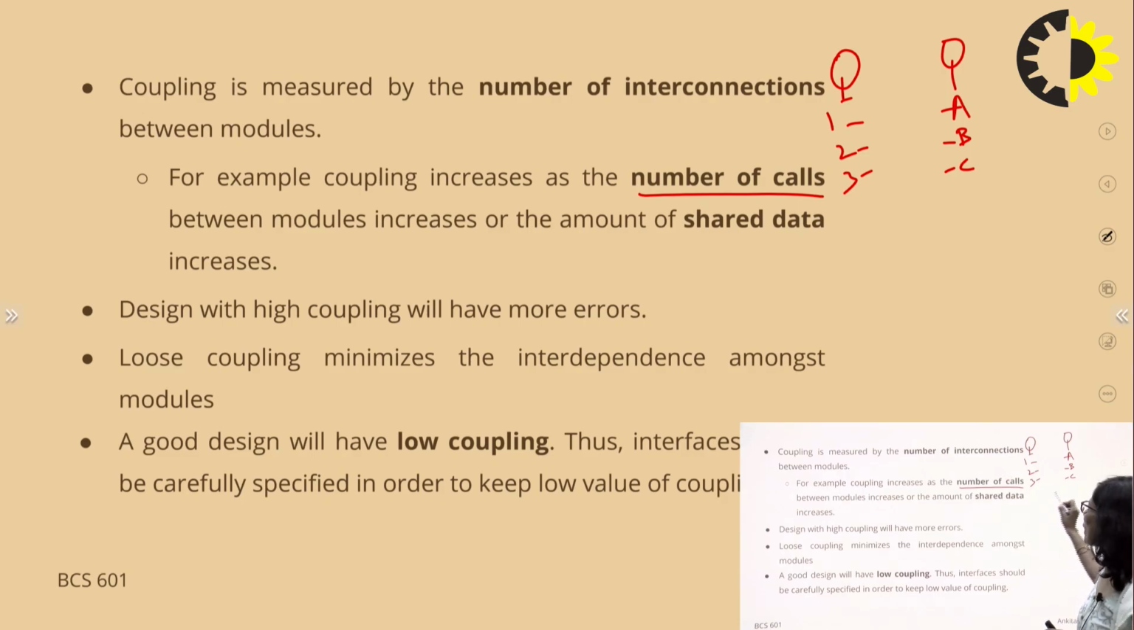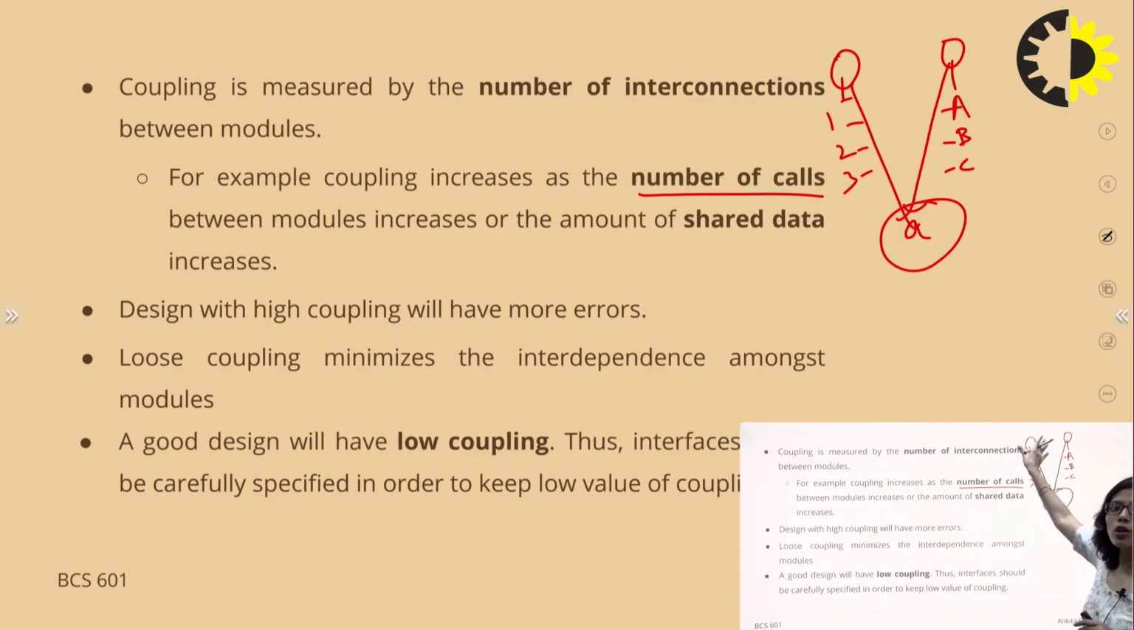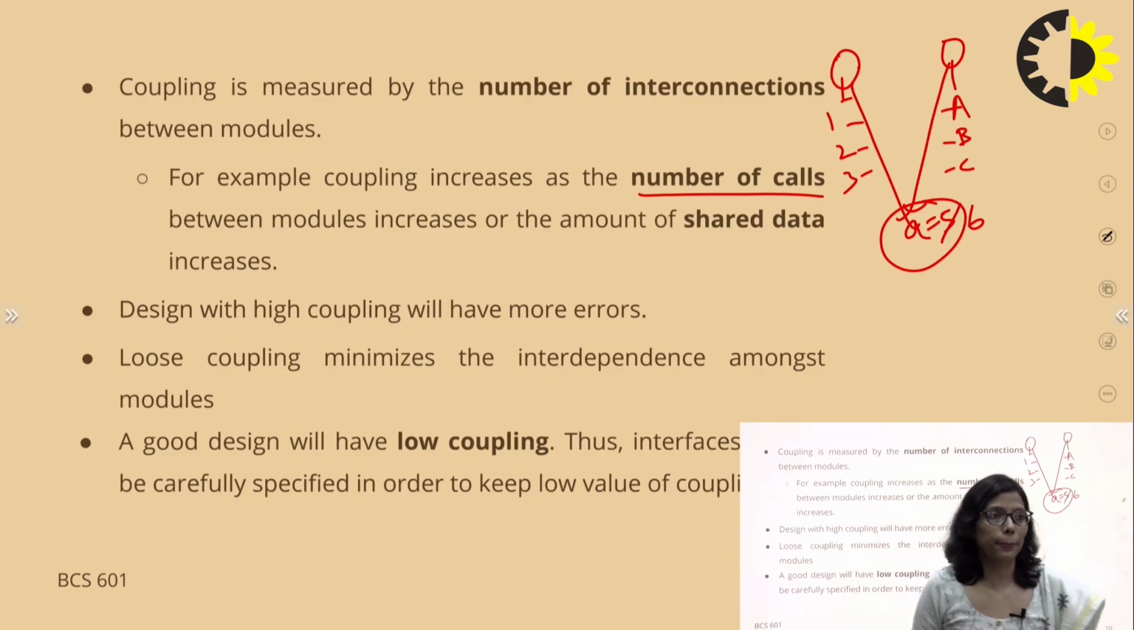Next is the shared data. Suppose I have data A which is used by these two modules. Here also these two modules are coupled because they are using common shared data. If this module changes the data from 5 to 6, the impact will also happen in the other modules. So that is the example of coupling.